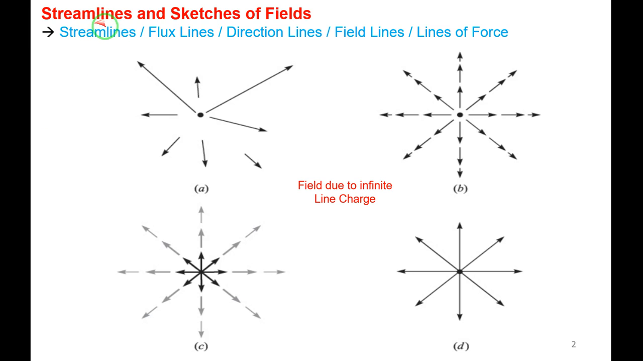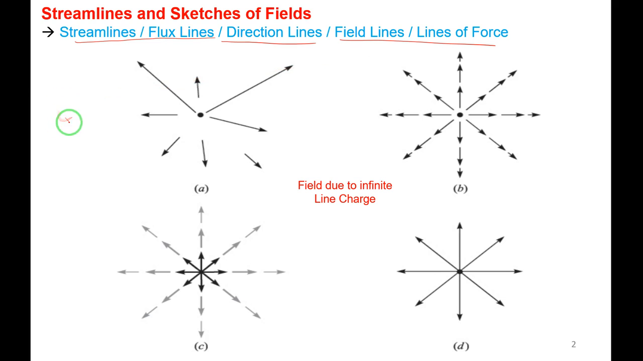What are streamlines? I already told you in the previous class. We know the electric field lines, we call them lines of force around a charge. If I have a charge, the lines of force are around the charge. We can call them lines of force, electric field lines, or simply field lines, direction lines, flux lines, streamlines. All are one and the same. Please keep that in mind, right?